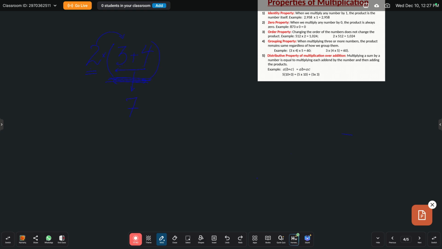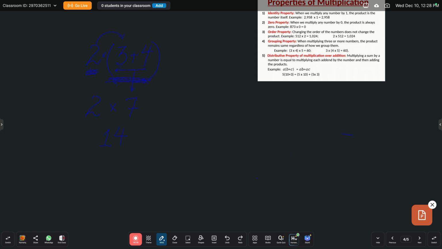It is equal to 7. After adding the numbers which are present inside the parentheses, what will be my next step? My next step will be to multiply this with the number that was present outside these parentheses. What is that number? That number is 2. So I will write down 2 and multiply it with 7. Tell me, what is the answer? The answer is 14.